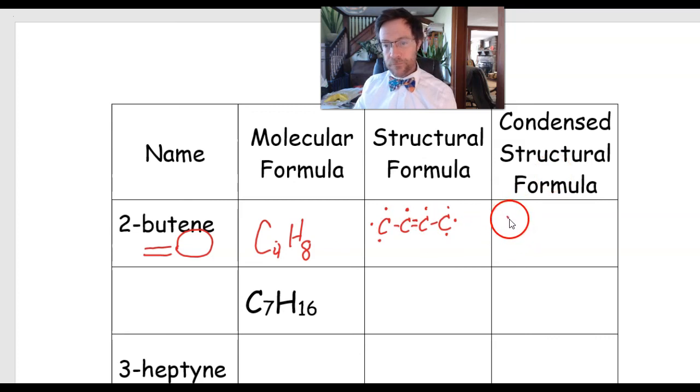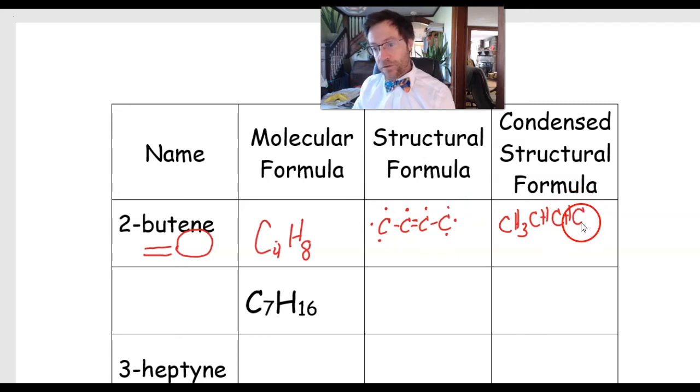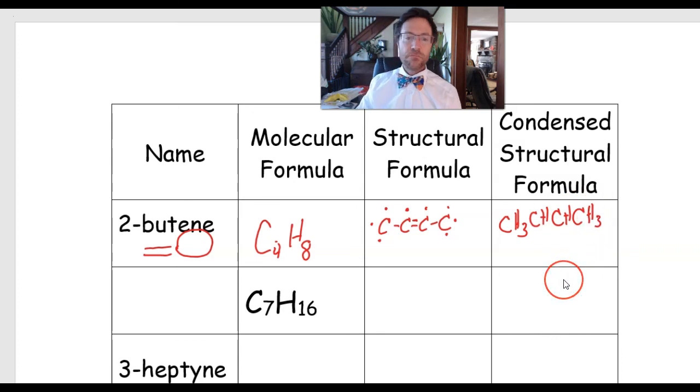So here's how we do it. First carbon. What's attached to the first carbon? That's it. Second carbon. What's attached to it? 1 hydrogen. Third carbon. What's attached to your third carbon? 1 hydrogen. Fourth carbon. What's attached to that? 3 hydrogens. Boom. Done. That's it.